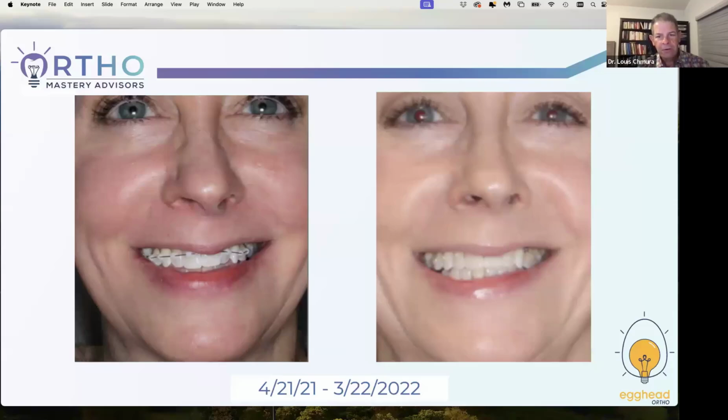But that was the difference between having a plan and using more than just aligners, right? Doing a hybrid case. This is what we were able to accomplish in about 11 months.